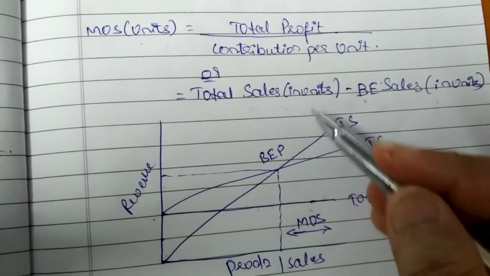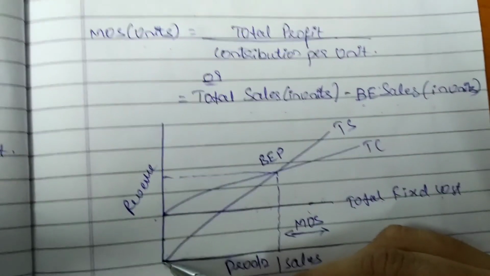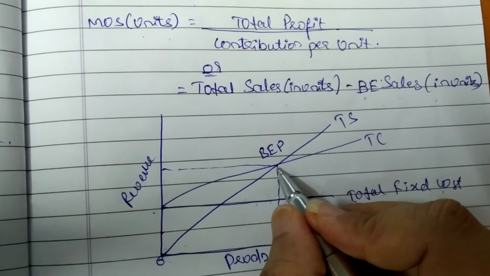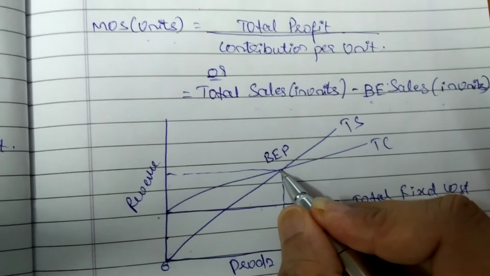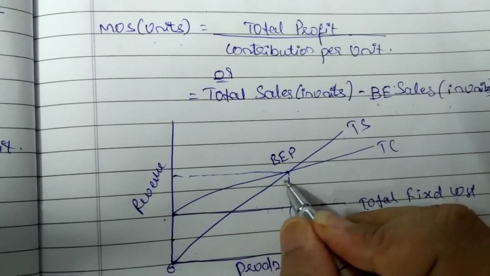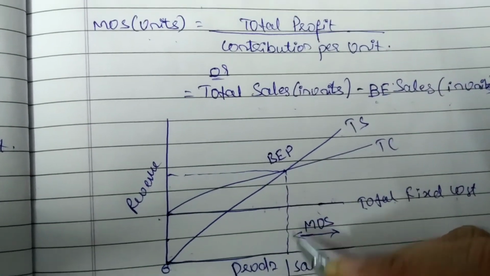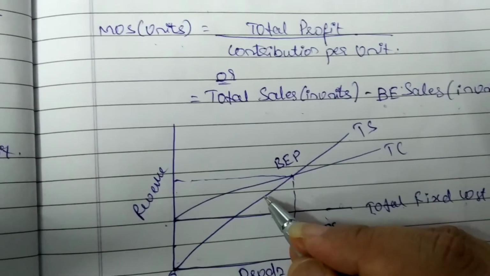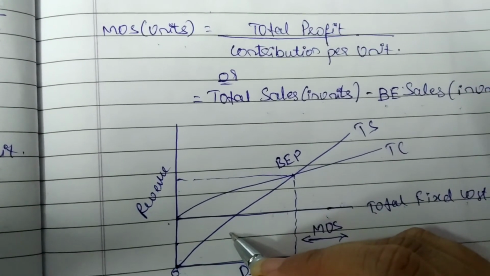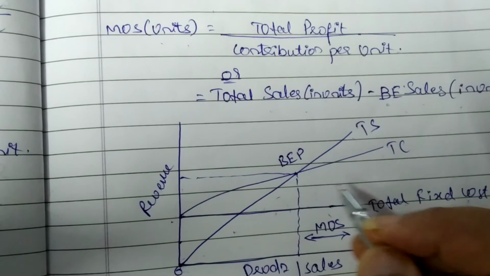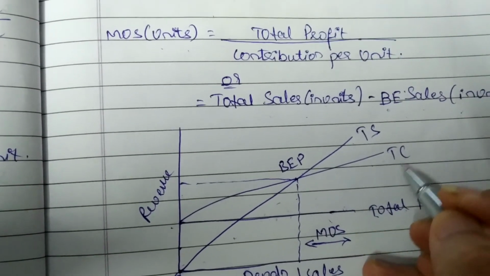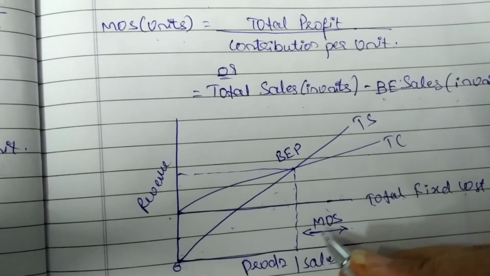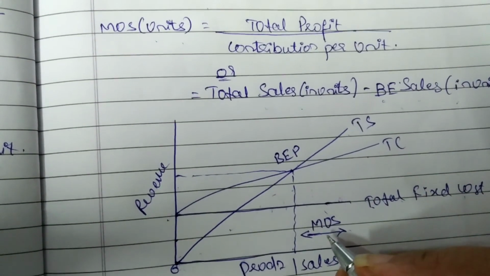Then this will be the sales line, which begins from the point of 0. Where these two lines intersect at one place, there is no profit and no loss. Whatever total cost you have incurred to produce the units, that total cost you are going to get back. If it is below this point, then it is a loss. If it is above this point, it is profit earning. When you cross this point, the remaining distance you reach is known as the margin of safety.